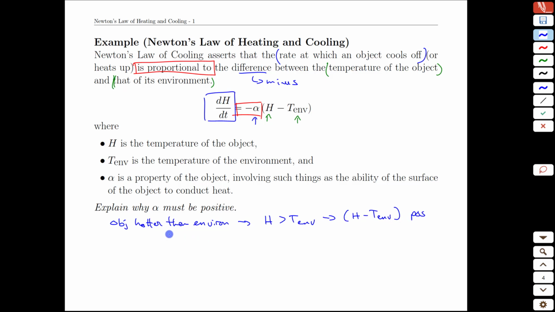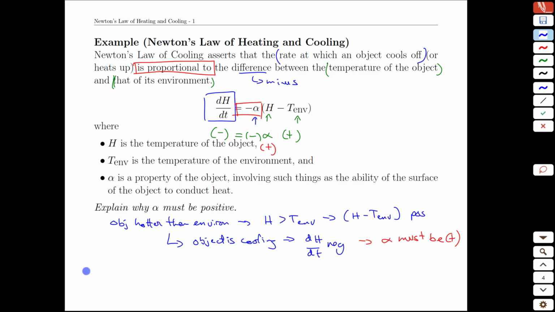Fair enough. However, if the object is hotter than the environment, we also know that the object is cooling. You put something hot outside, it cools down. And that means that dH/dt had better be negative. And if that's the case, we have to make these two things agree. What we have is a negative quantity here equaling a positive quantity here and a minus alpha. Well, we already have the negative sign that we want. The way to put this all together is to have alpha be positive as well.